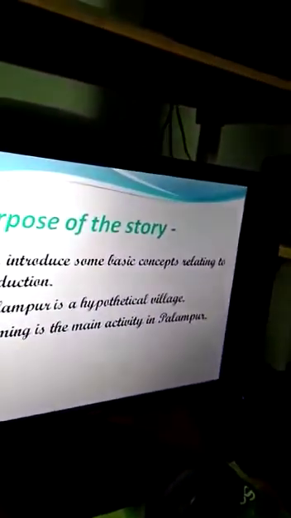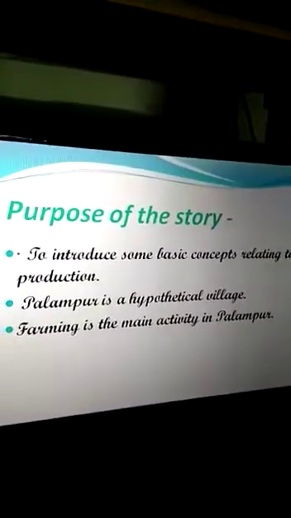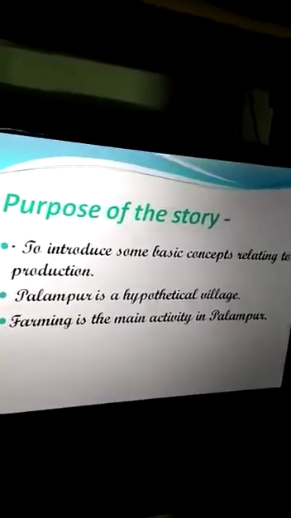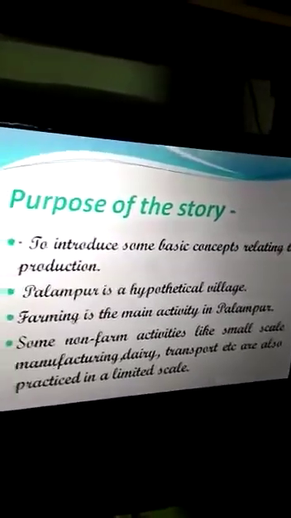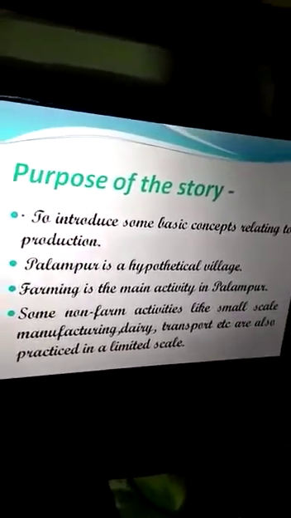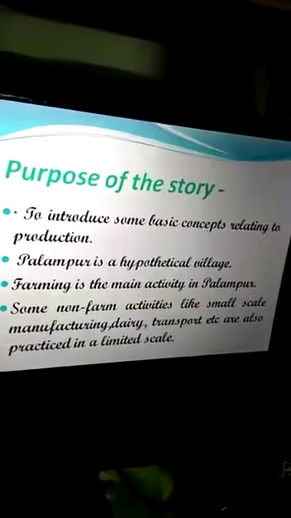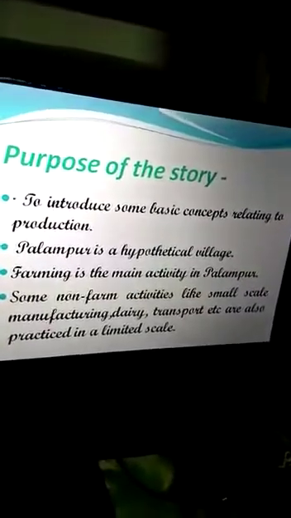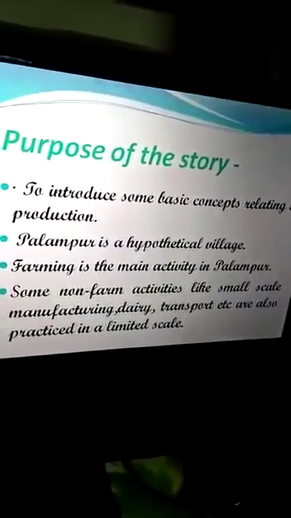Okay. Next, farming is the main activity of this Palampur village. Maximum people, 75% of people, are engaged in farming activity. Other than that, some non-farm activities are also there, which are small scale manufacturing, dairy, transport, etc. 25% of people are engaged in that.